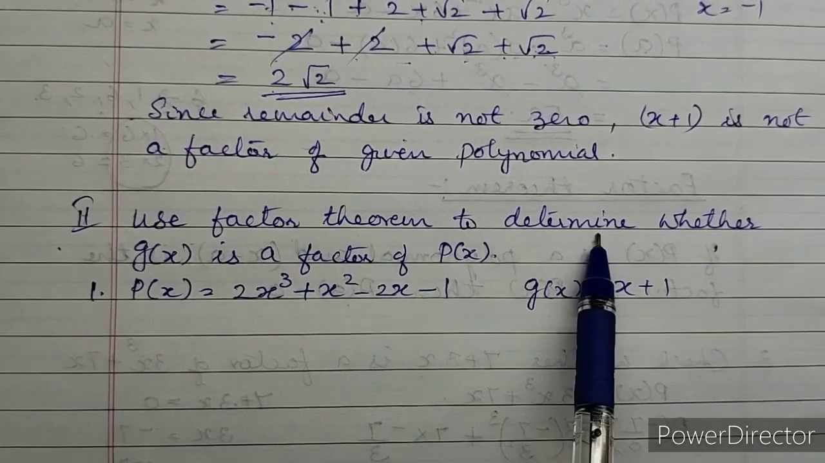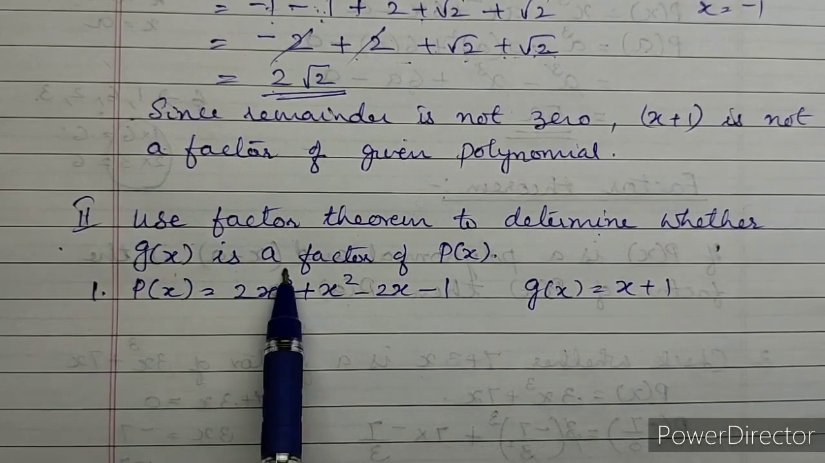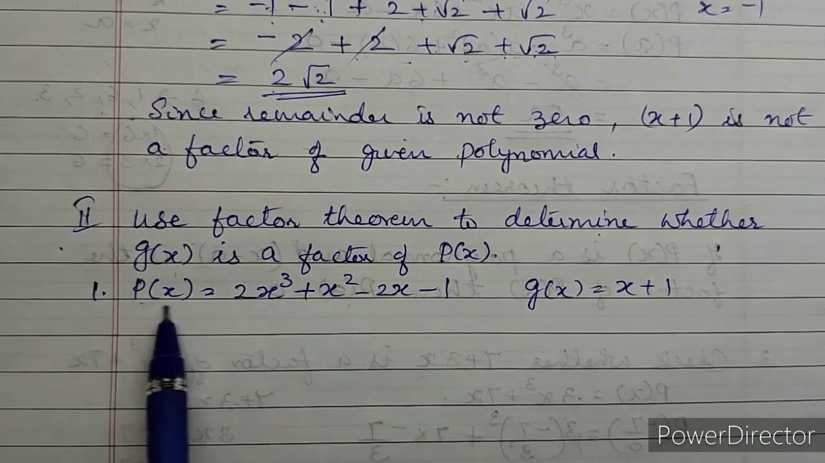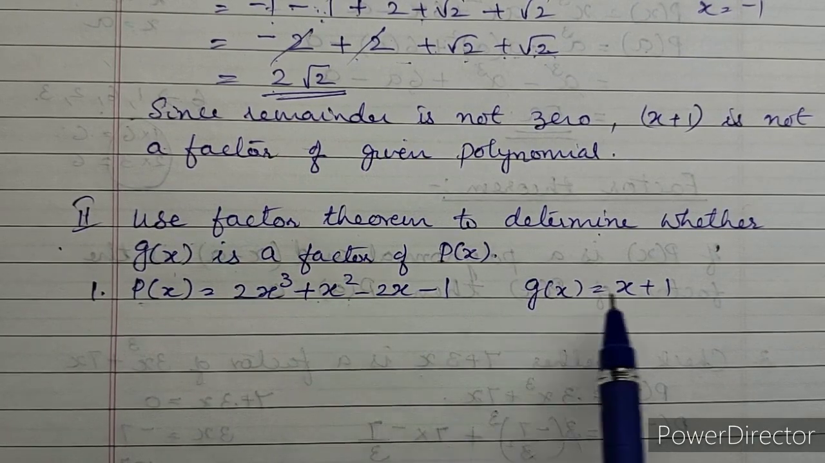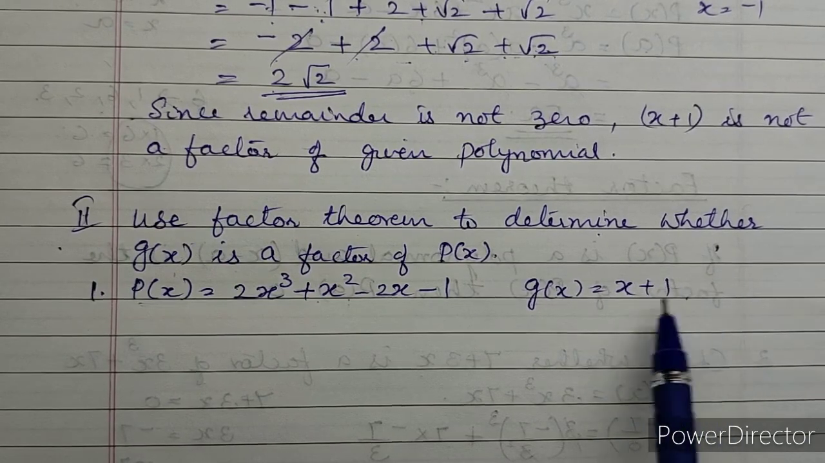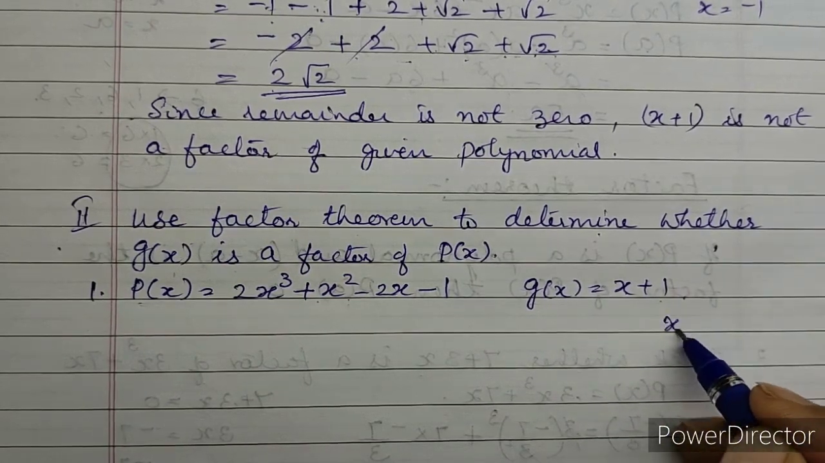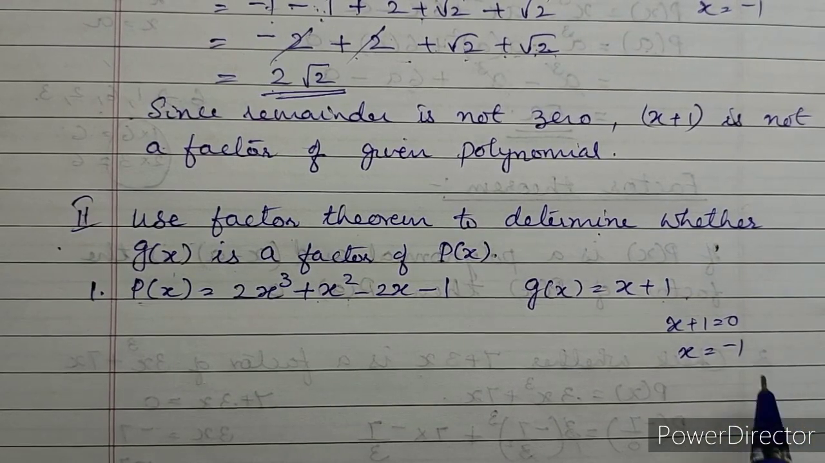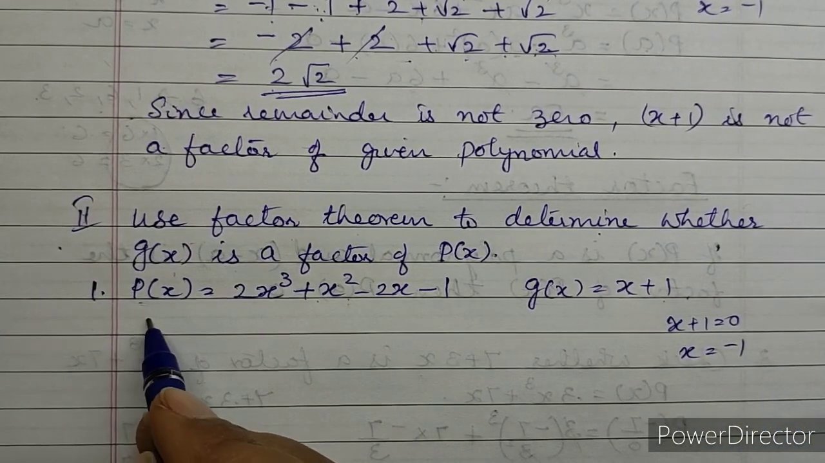Use factor theorem to determine whether g of x is a factor of p of x. Similar type of sum only. P of x is given. Dividend. This is g of x equal to x plus 1, the divisor. So what you have to do? x plus 1 equals 0, so x is equal to minus 1. So minus 1 value you have to substitute.